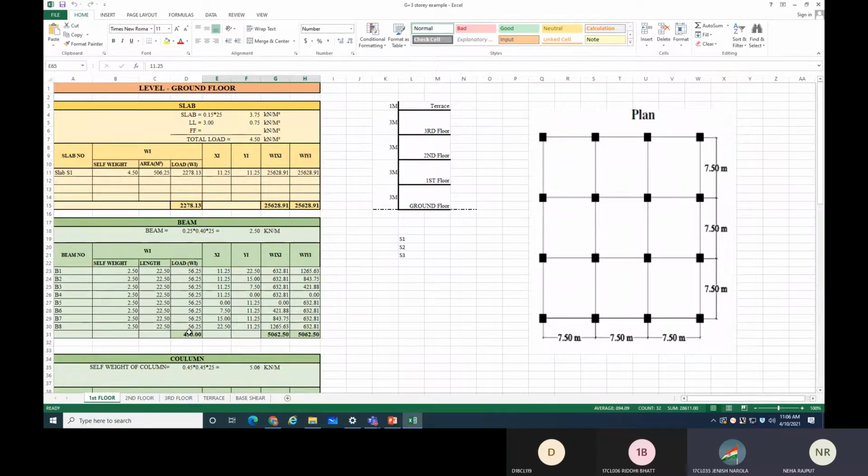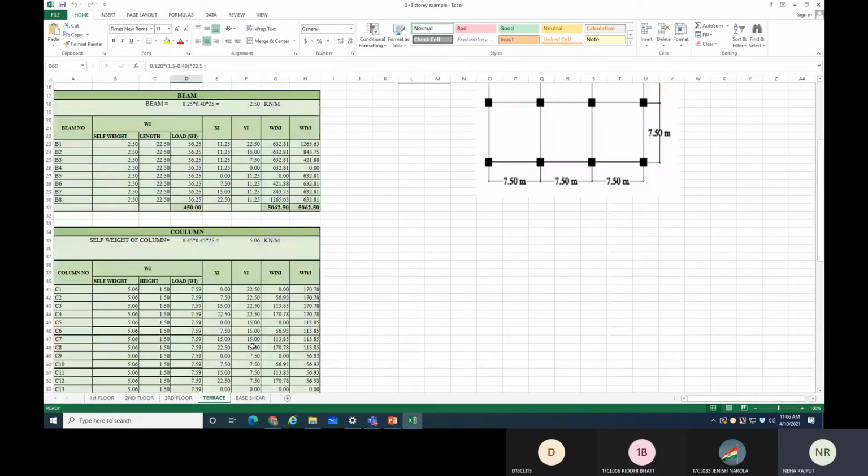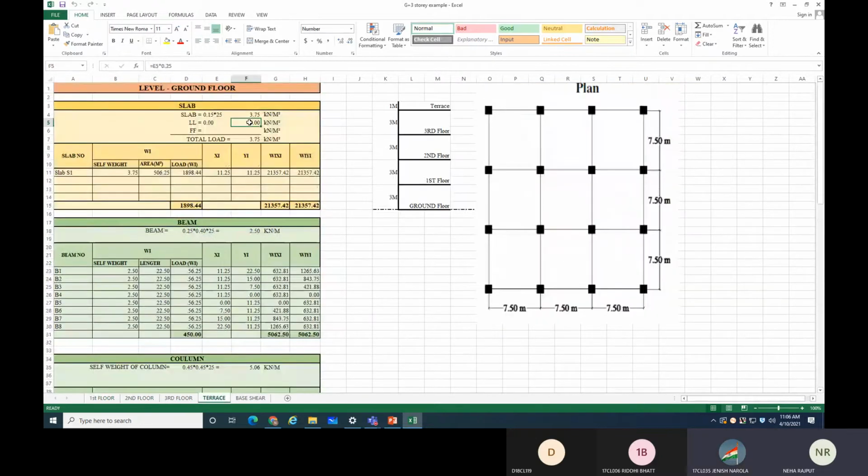Okay. And I think, if I recall, maybe I asked you to go through this sheet, and if you have any doubt, then we will discuss that part. And on terrace, live load will be 0. Yes, so we have taken live load 0.